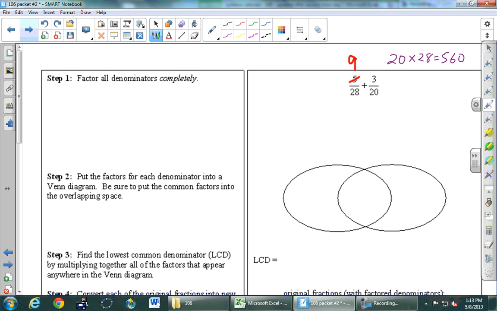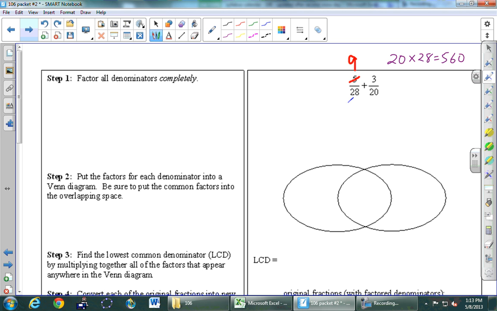And there's a number that's smaller than 560 that both 20 and 28 go into. It's not clear to me what that number is. Sometimes I can just look at the two numbers and know, but I can't for 28 and 20. I don't know those numbers well enough to just know right away what the smallest number is that both of them go into. So here's a process we're going to follow. Step 1, factor all denominators completely.